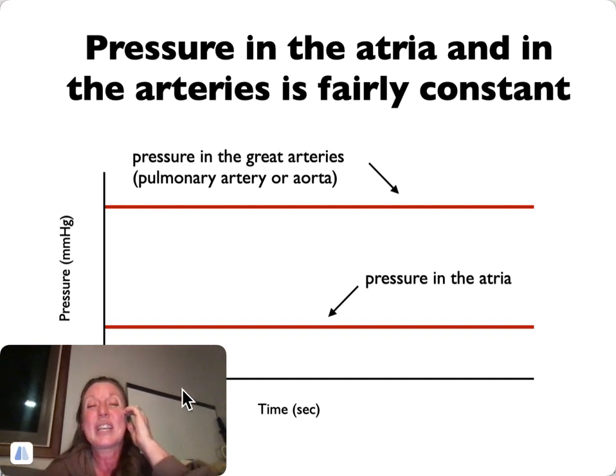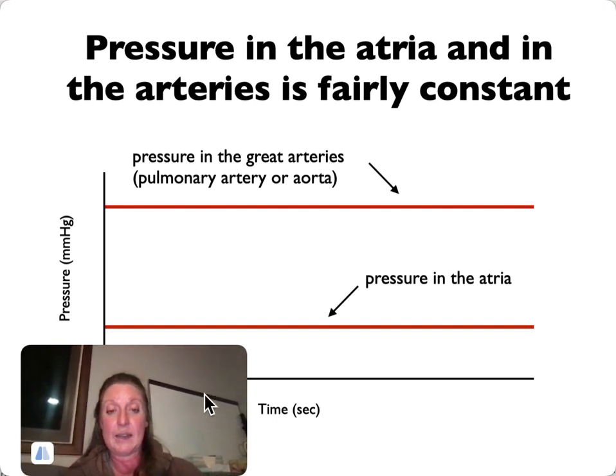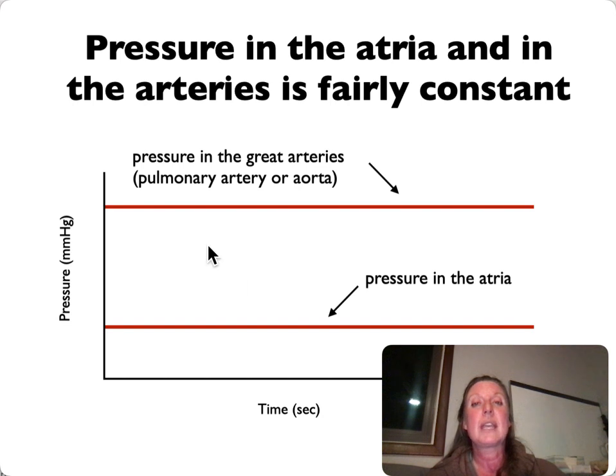All right, let's look at this in a slightly different way. So here we're looking at pressure over time. Now, the pressure in the atria and in the arteries is fairly constant, so I'm going to represent those with straight lines. Pressure in the atria is always low. Pressure in the arteries is always high. Yes, they actually do fluctuate, but this works.